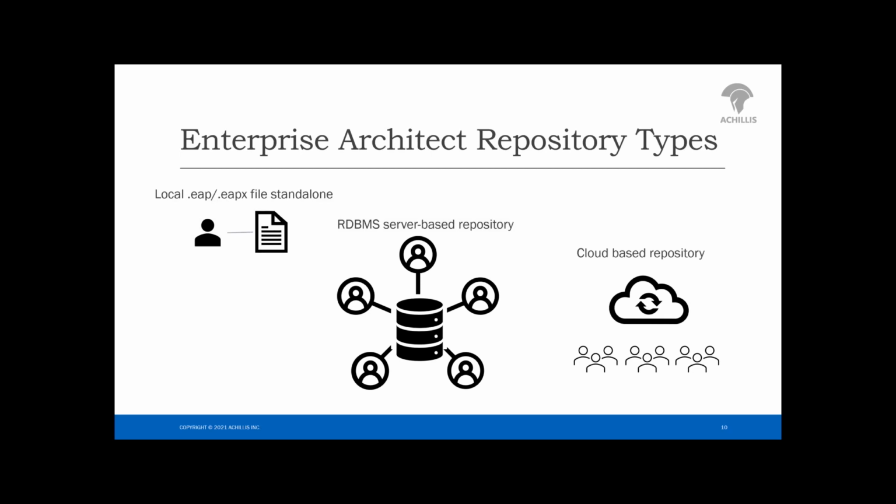So Enterprise Architect supports 3 types of repositories. The first type is a standalone repository sitting on the modeler's machine as an .eap or EAPX file, depending on what version you're using. EAP stands for Enterprise Architect Project. The second type of EA repository is a relational database management system server-based repository where multiple users can access the exact same repository. And finally, you can also set up your repository in the cloud.